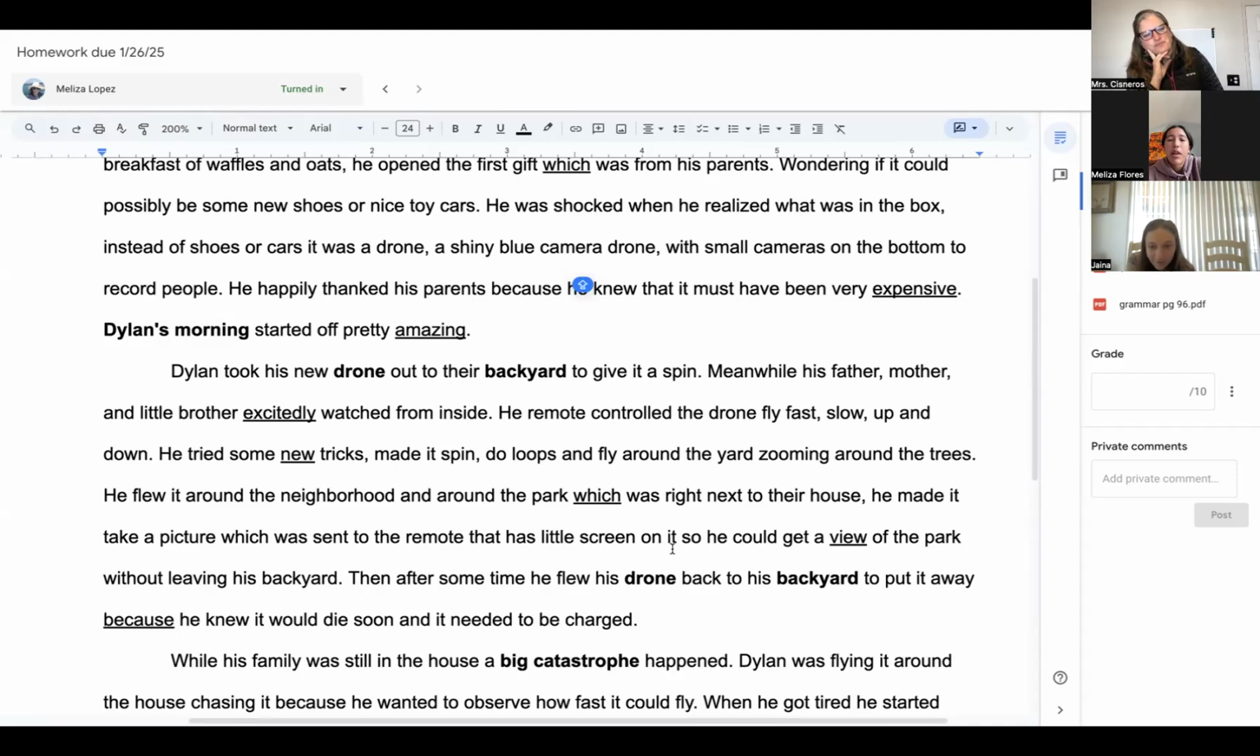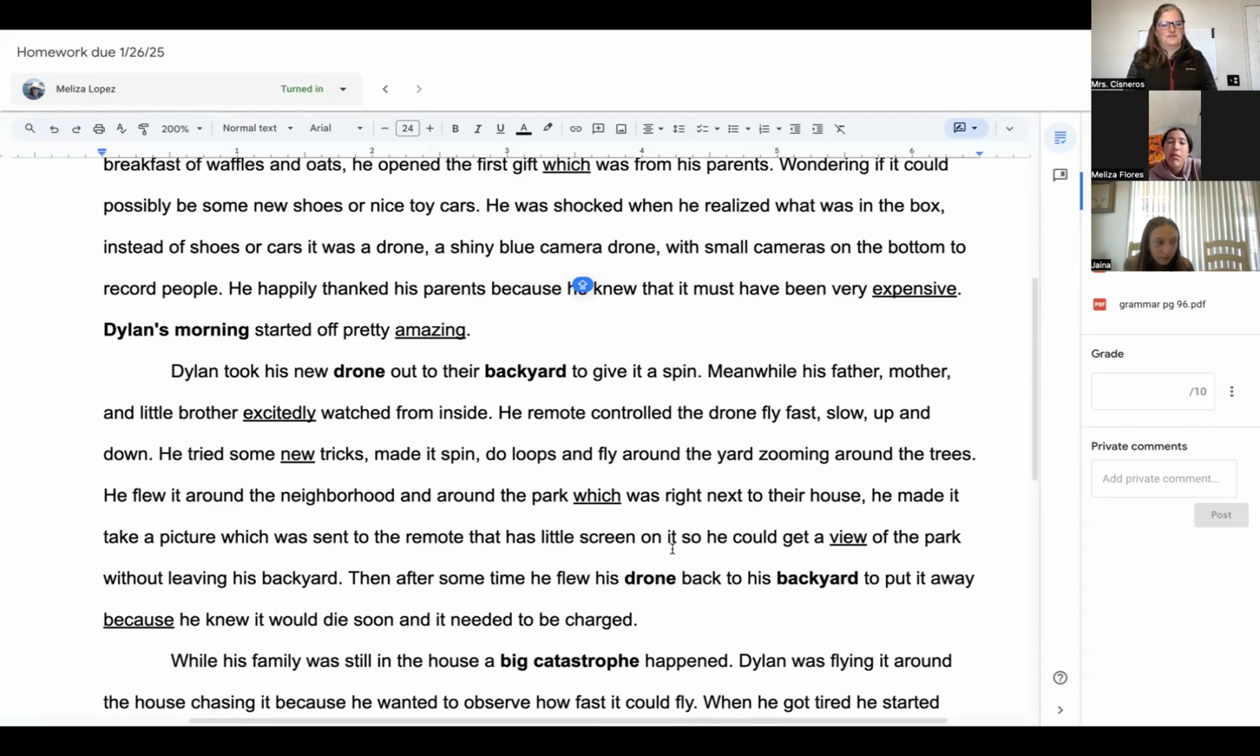Meanwhile, his father, mother, and little brother excitedly watched from inside. He remote controlled the drone to fly fast, slow, up, and down. He tried some new tricks, made it spin, do loops, and fly around the yard, zooming around the trees. He flew it around the neighborhood and around the park, which was right next to their house.